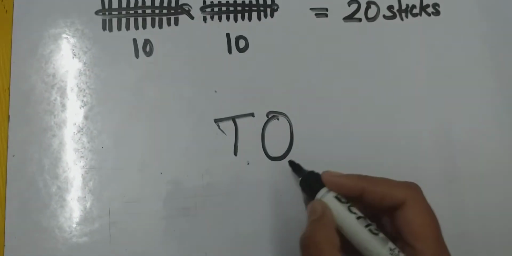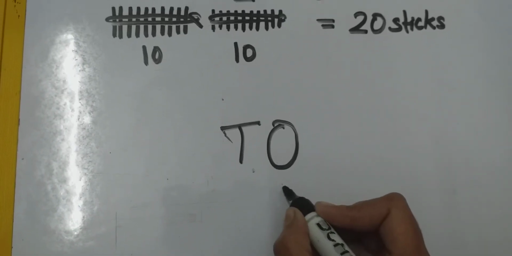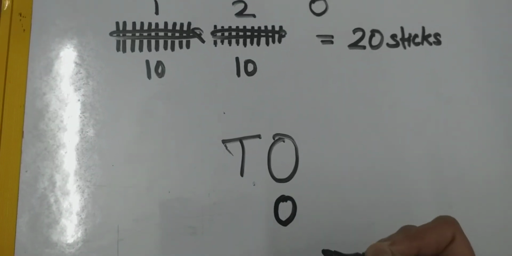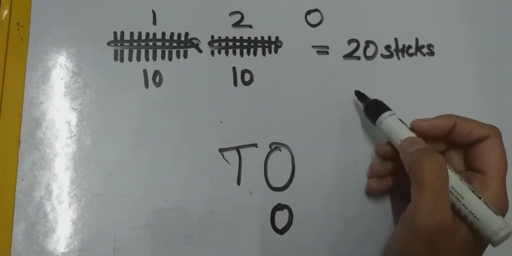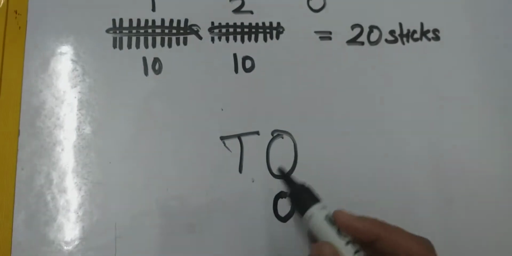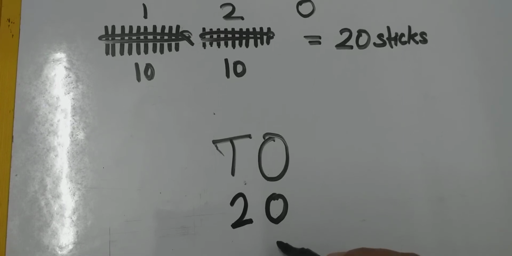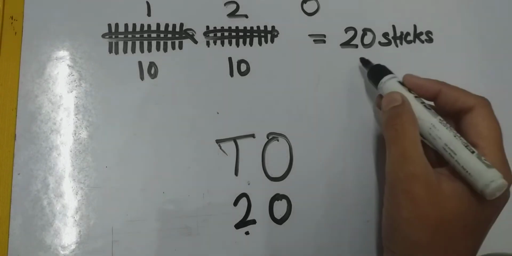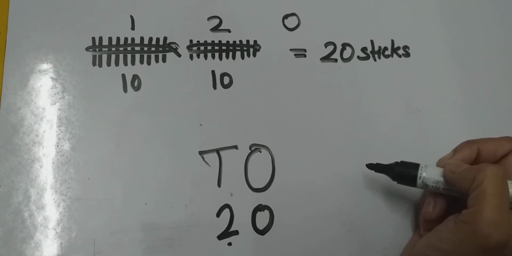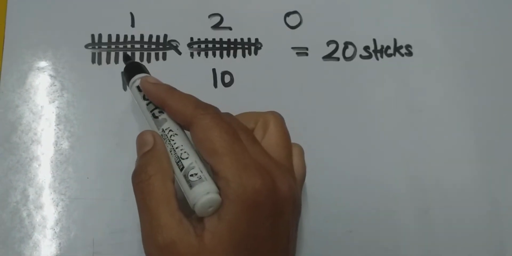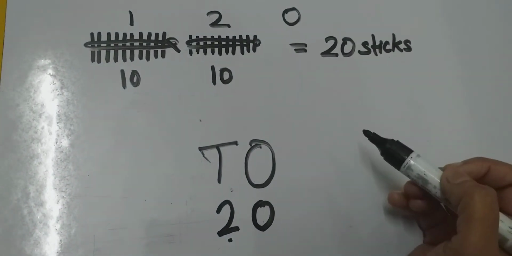So we have to write here 0. Okay, and how many bundles are there? Yes, 2 bundles. So we have to write here 2. So in total we have 20 sticks. Okay children, do you understand? We have 2 bundles of 10, which is 20 sticks.